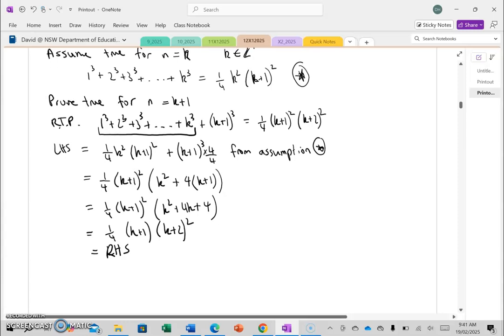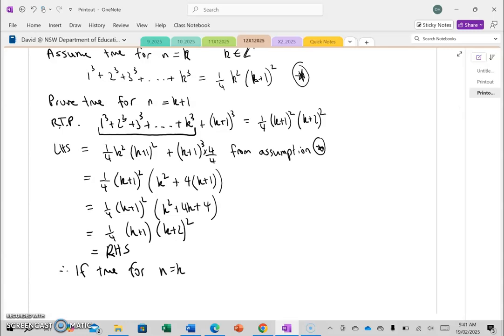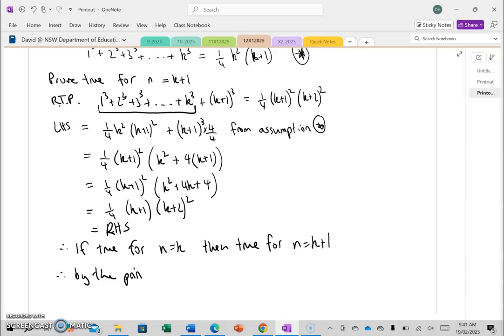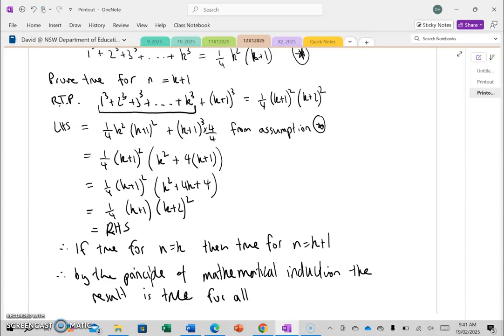Okay, to finish off, we write, therefore, if true for n equals k, then true for n equals k plus 1. And then we write our final conclusion. So therefore, by the principle of mathematical induction, the result is true. And it was for all positive integers n.